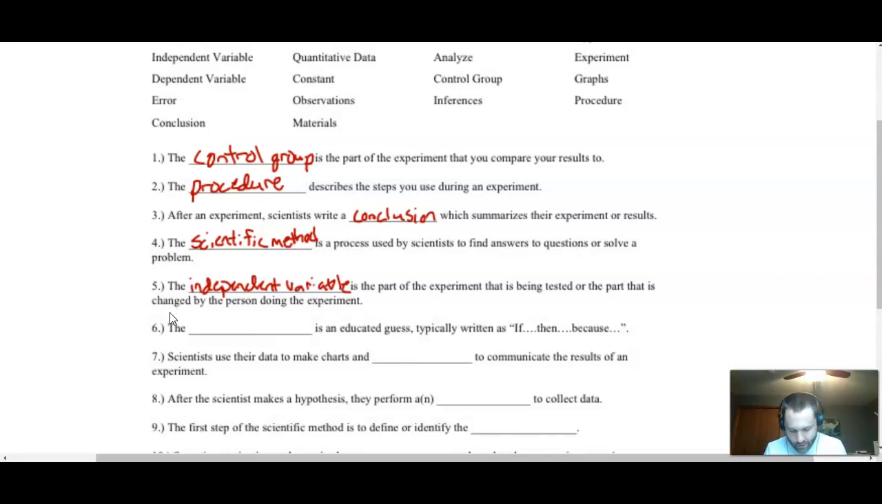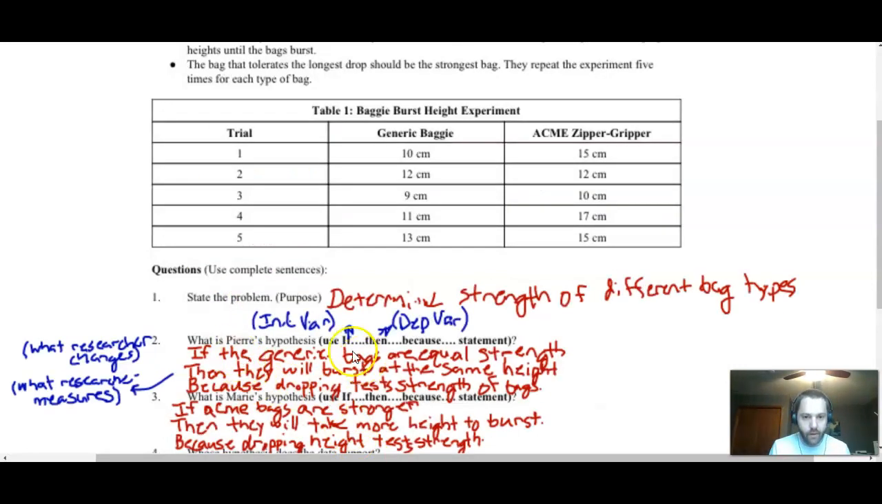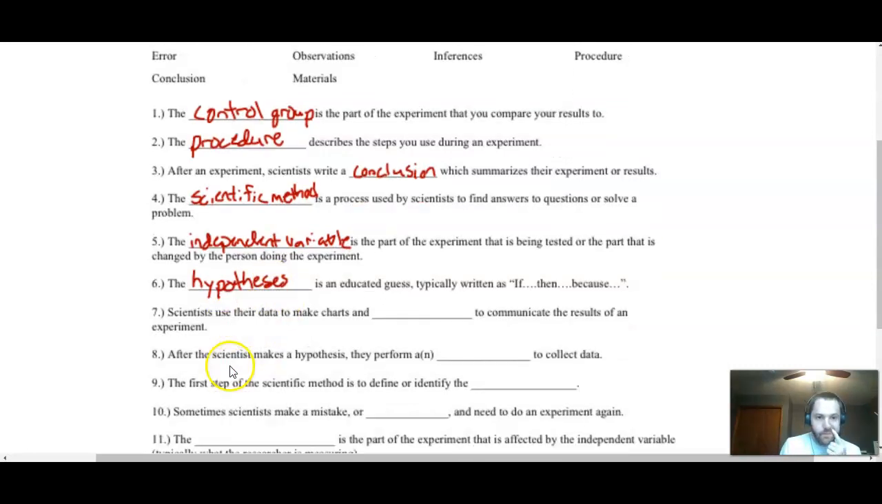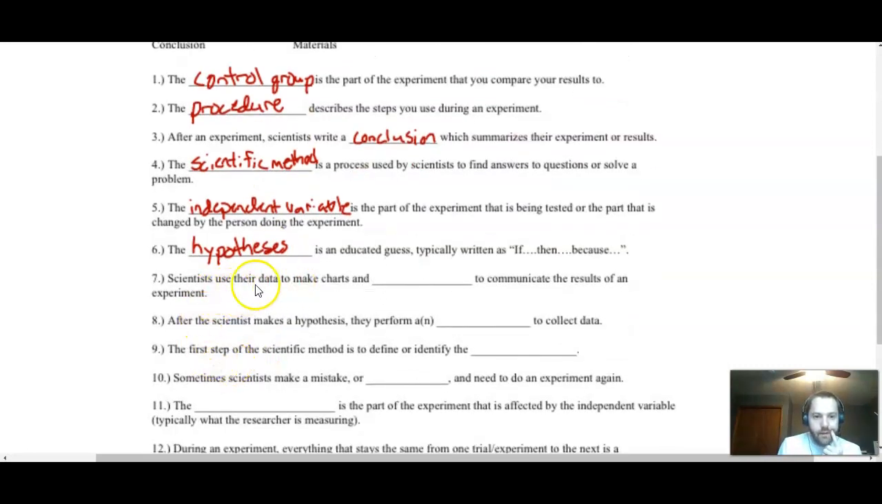The blank is an educated guess, typically written as if, then, because. Again, we just saw this on the previous page. When we wrote an if, then, because statement, that was for a hypothesis. So the hypothesis is an educated guess.